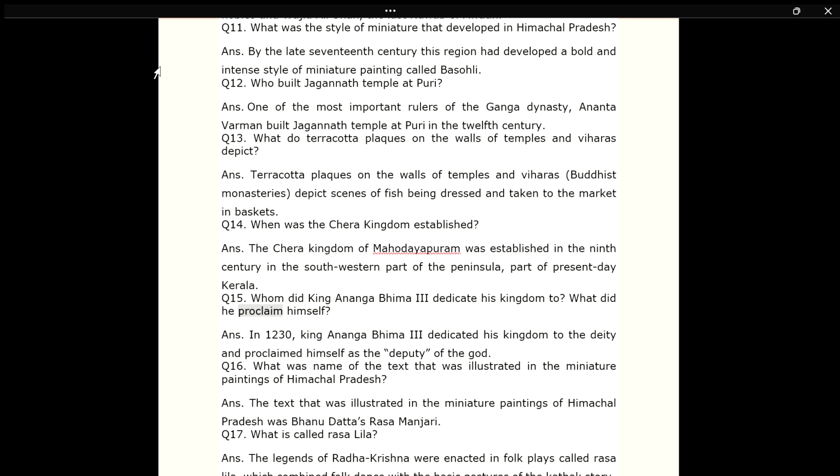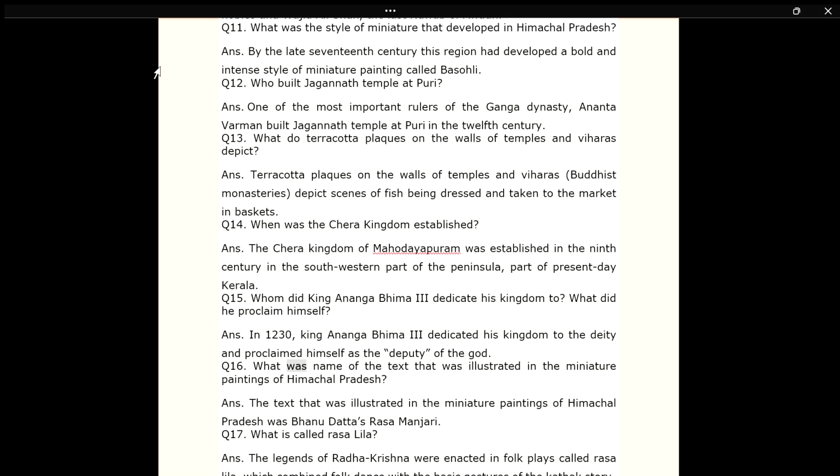Q15. Whom did King Ananga Bhima III dedicate his kingdom to? What did he proclaim himself? Ans. In 1230, King Ananga Bhima III dedicated his kingdom to the deity and proclaimed himself as the deputy of the god.